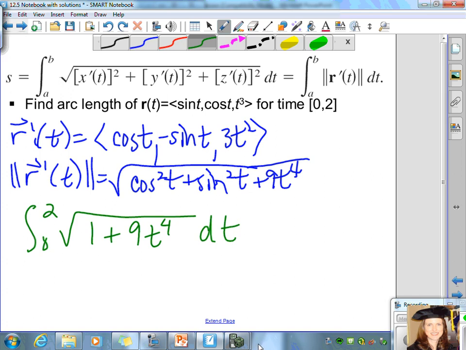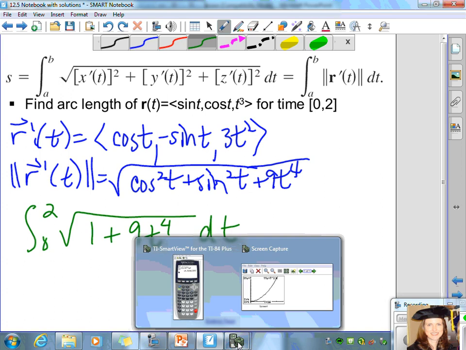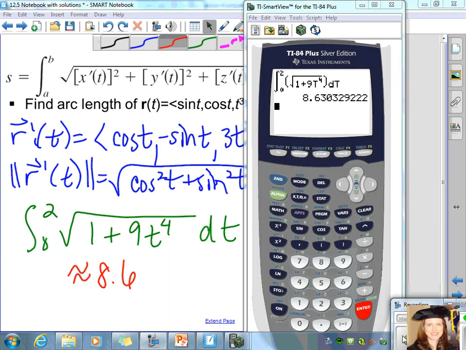I use a calculator to get a decimal approximation for the arc length. So when I enter this on the graphing calculator, I find that the arc length is approximately 8.6.